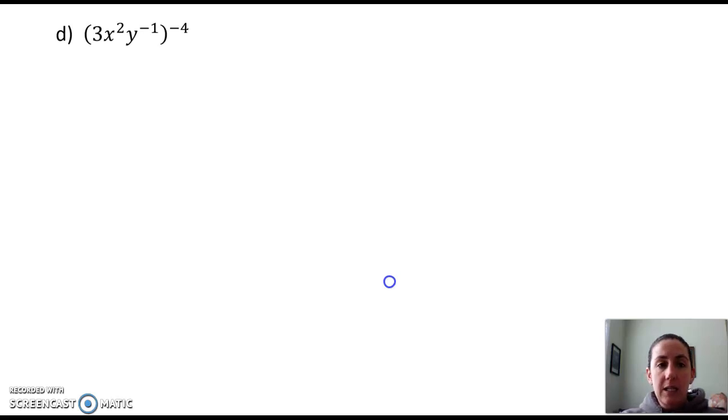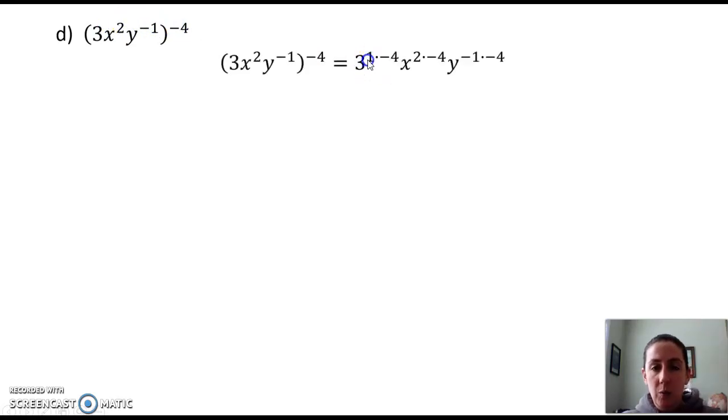Here we have 3x squared y to the negative 1 all being raised to the negative 4th. Power of a power. As long as you don't have addition or subtraction going on inside the parentheses, you can distribute that exponent. Just remember, everybody inside needs to get that exponent. So this 3 has an exponent. It's really a 1. So when I distribute this exponent by multiplying, I need to multiply it right here as well. So that's really 3 to the 1 times negative 4, x squared times negative 4, y to the negative 1 times negative 4. That gives me 3 to the negative 4, x to the negative 8, y to the 4th.